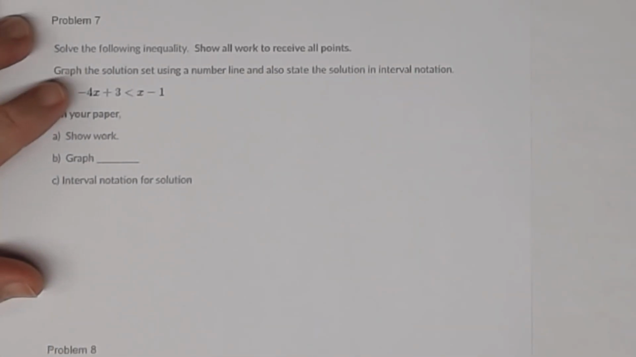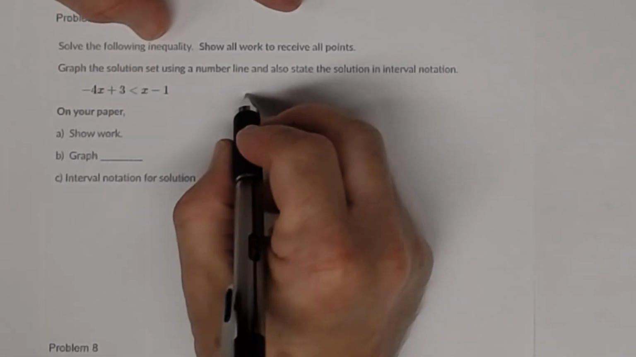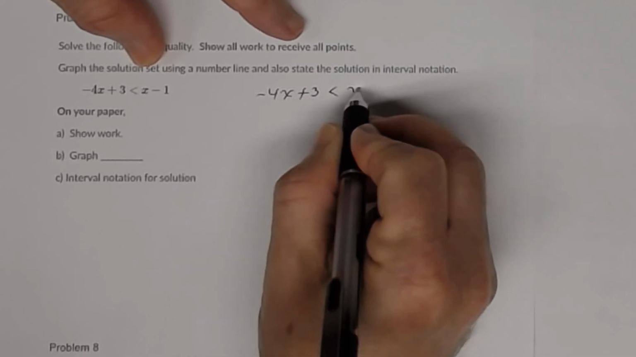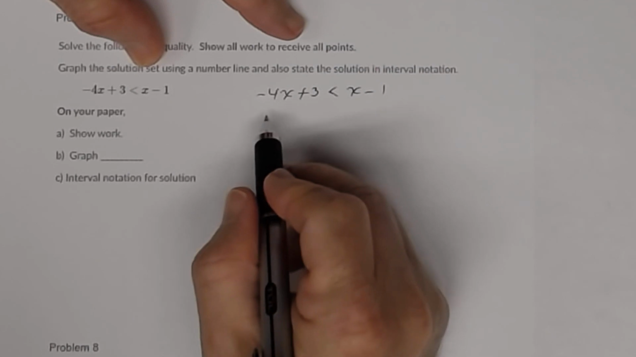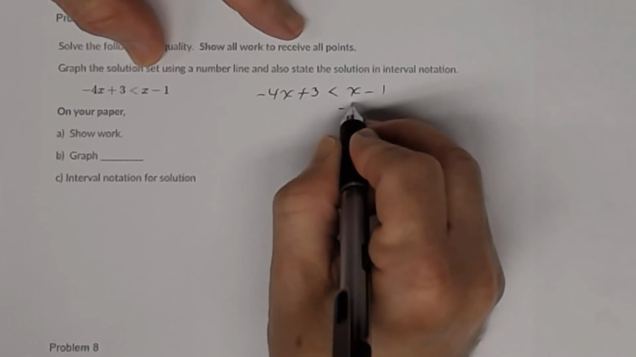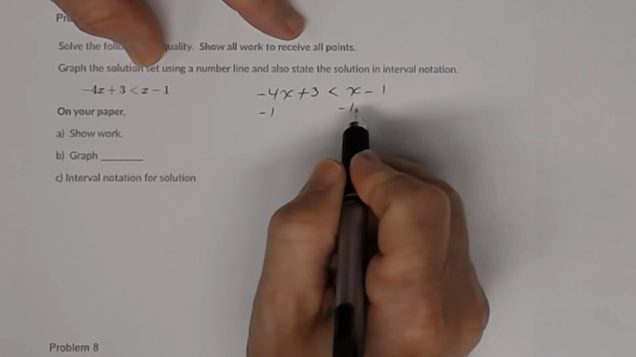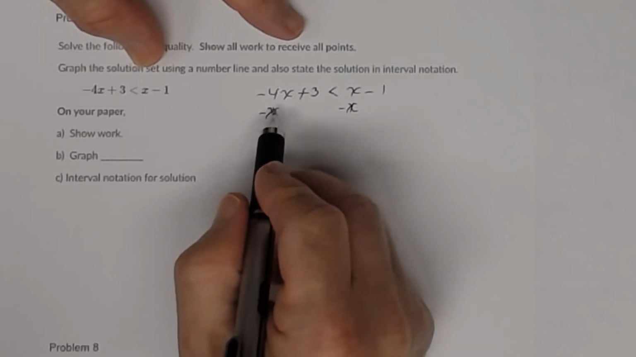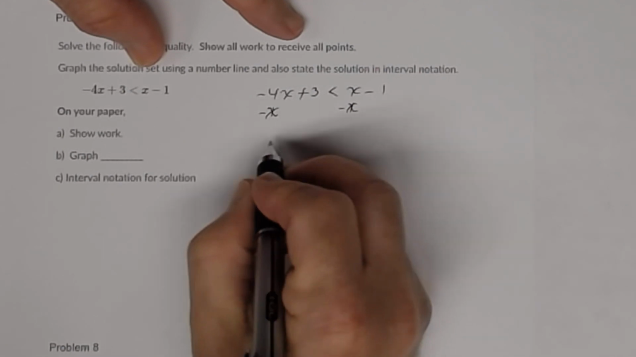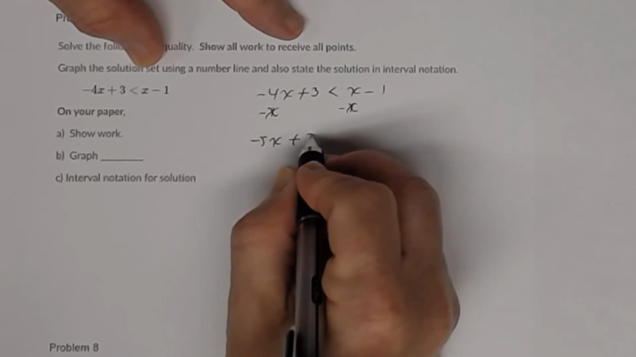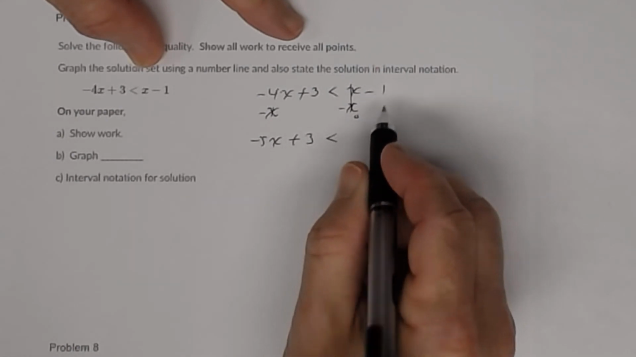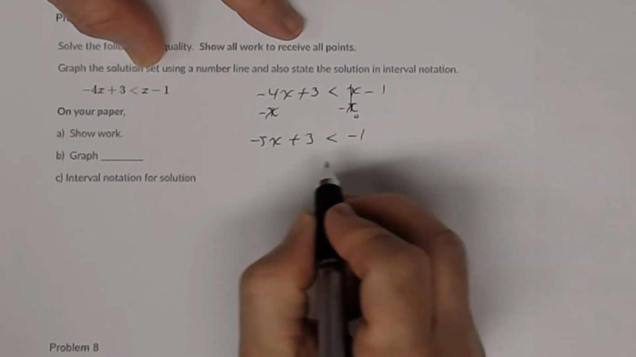Number 7, so we have a linear inequality, and that's an easy one. So let me go ahead and rewrite this over. We have negative 4x plus 3 is less than x minus 1. I'm going to go ahead and bring the variables to the left-hand side. So when I do that, that should be minus x here. All right. So I'm going to subtract x from both sides. A negative 4x and a negative 1x is a negative 5x plus 3 is less than x minus x is 0. 0 and a negative 1 is a negative 1.